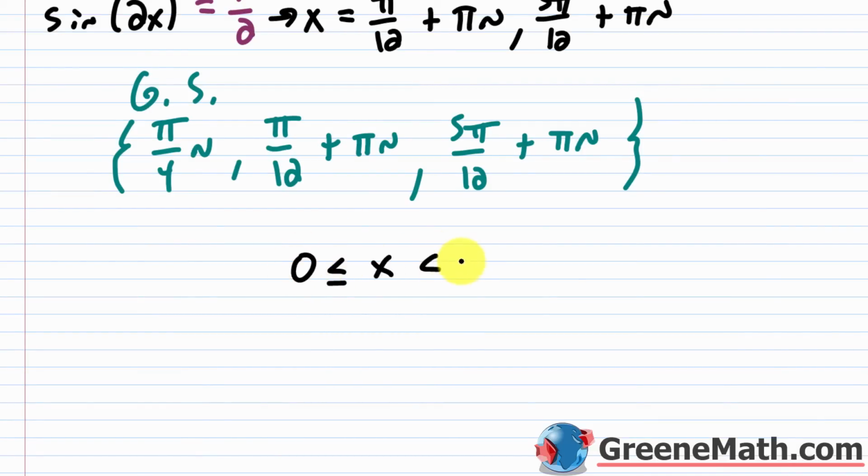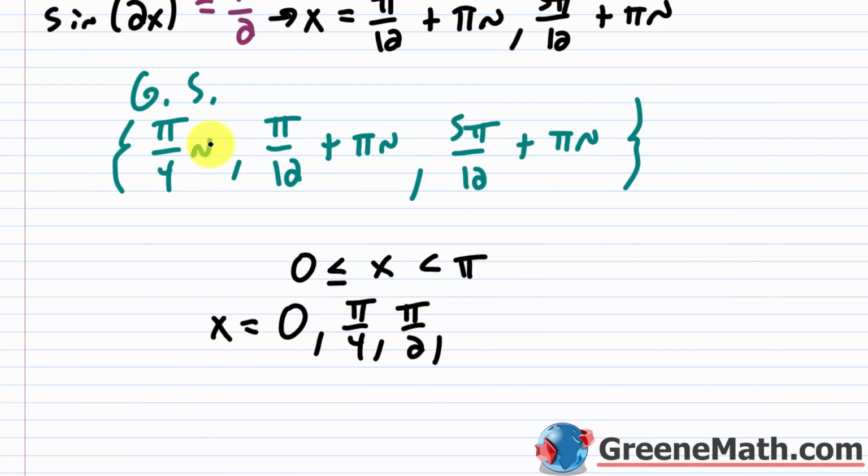Now, if we want to go with the solution where x is greater than or equal to 0 and less than pi, well, again, you're going to start here and plug in a 0 for n. So that would give you x is equal to 0. And if I plugged in a 1, I'd have pi over 4. If I plugged in a 2, I'd have 2 pi over 4, which is pi over 2. If I plugged in a 3, I'd have 3 pi over 4. If I plugged in a 4, I'd have 4 pi over 4, which is pi, and that's not in this interval, so I'm going to stop there.